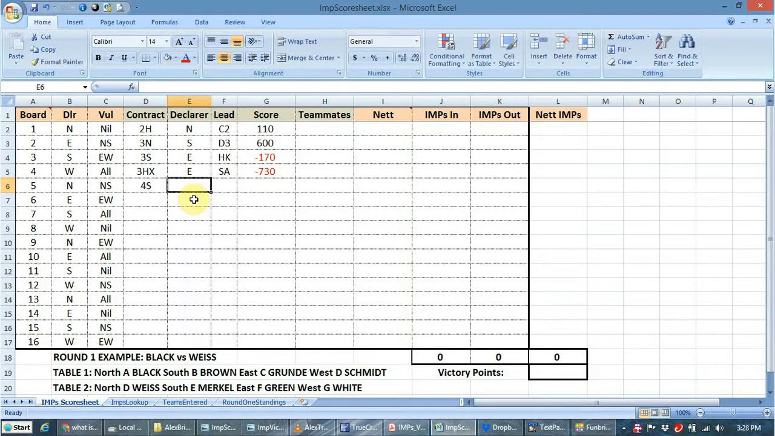4 spades by West, and we're going to see the effect of all the scoring on the tactics. I'm going to make some comment on that when we score up with our teammates. Here our opponents bid and made 4 spades. They scored 420 points for that. That was on board 5.